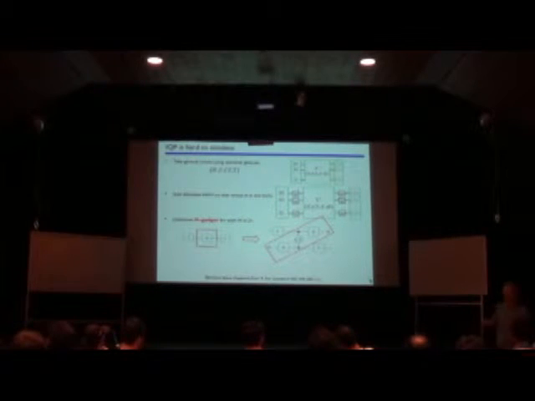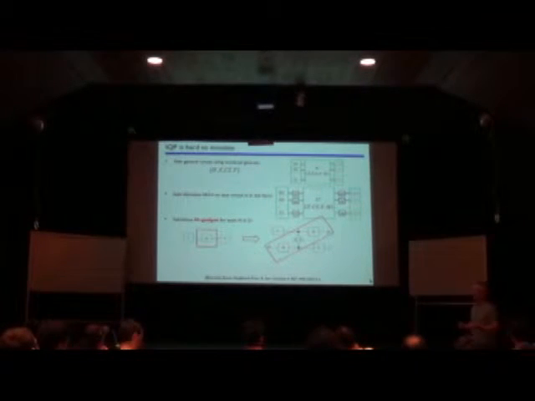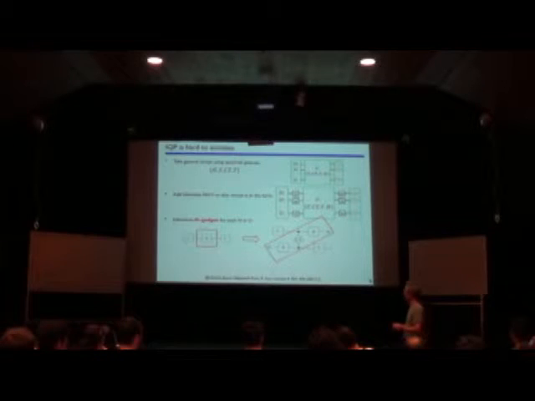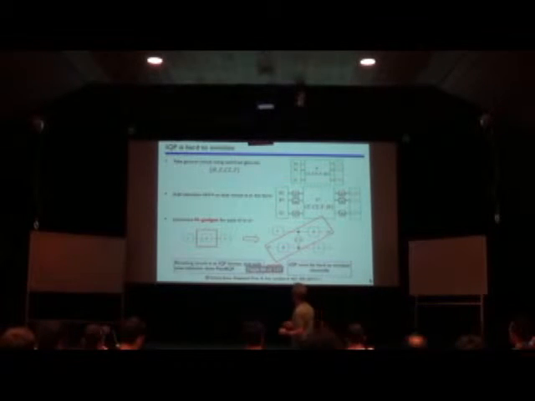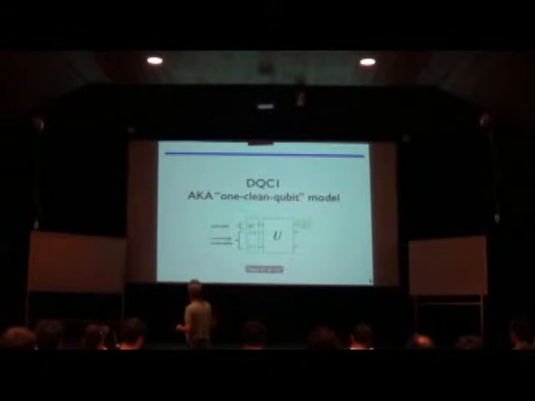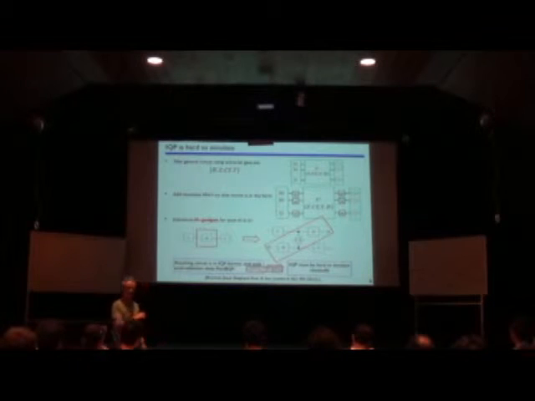So you manage to reach post-BQP power from a restricted IQP circuit using post-selection. So this means the original IQP circuits of this format without the H are hard to simulate exactly, weakly, on a classical computer, okay? Do you have questions about this model? I'm moving on.